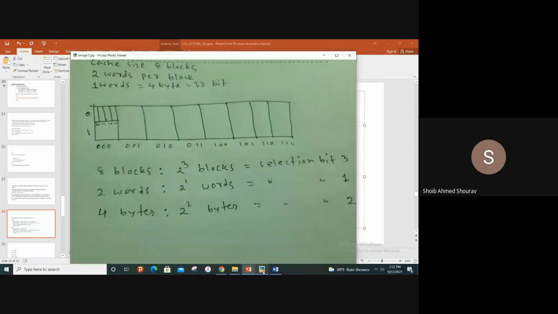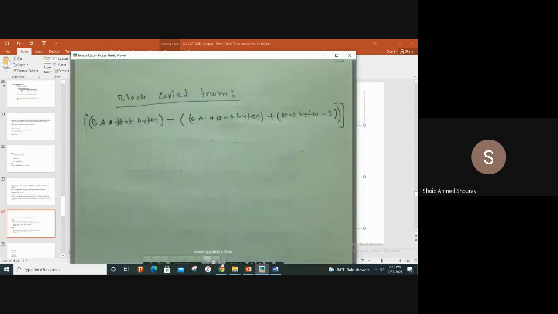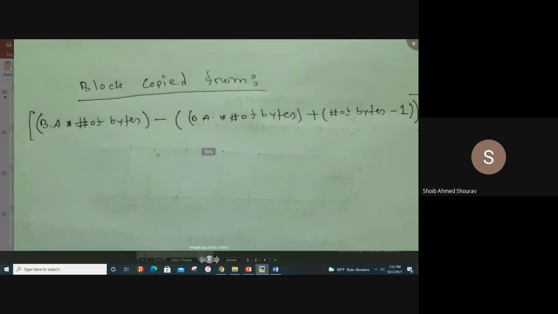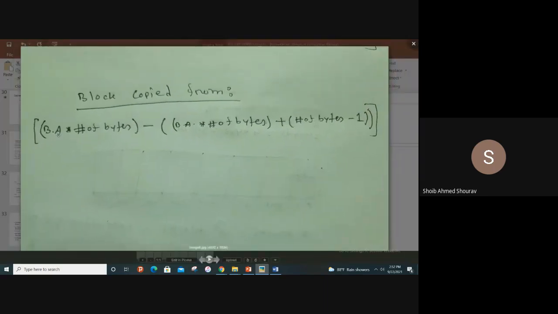We have to learn something here, and that is this formula for the block copied from memory to cache. I'm going to write it here, and you just take note. Please write all of this down on your paper. Block copied from block address BA into number of bytes, minus block address into number of bytes, plus number of bytes minus 1. Can you please copy that on your paper? I'm going to give you 2 minutes for this.